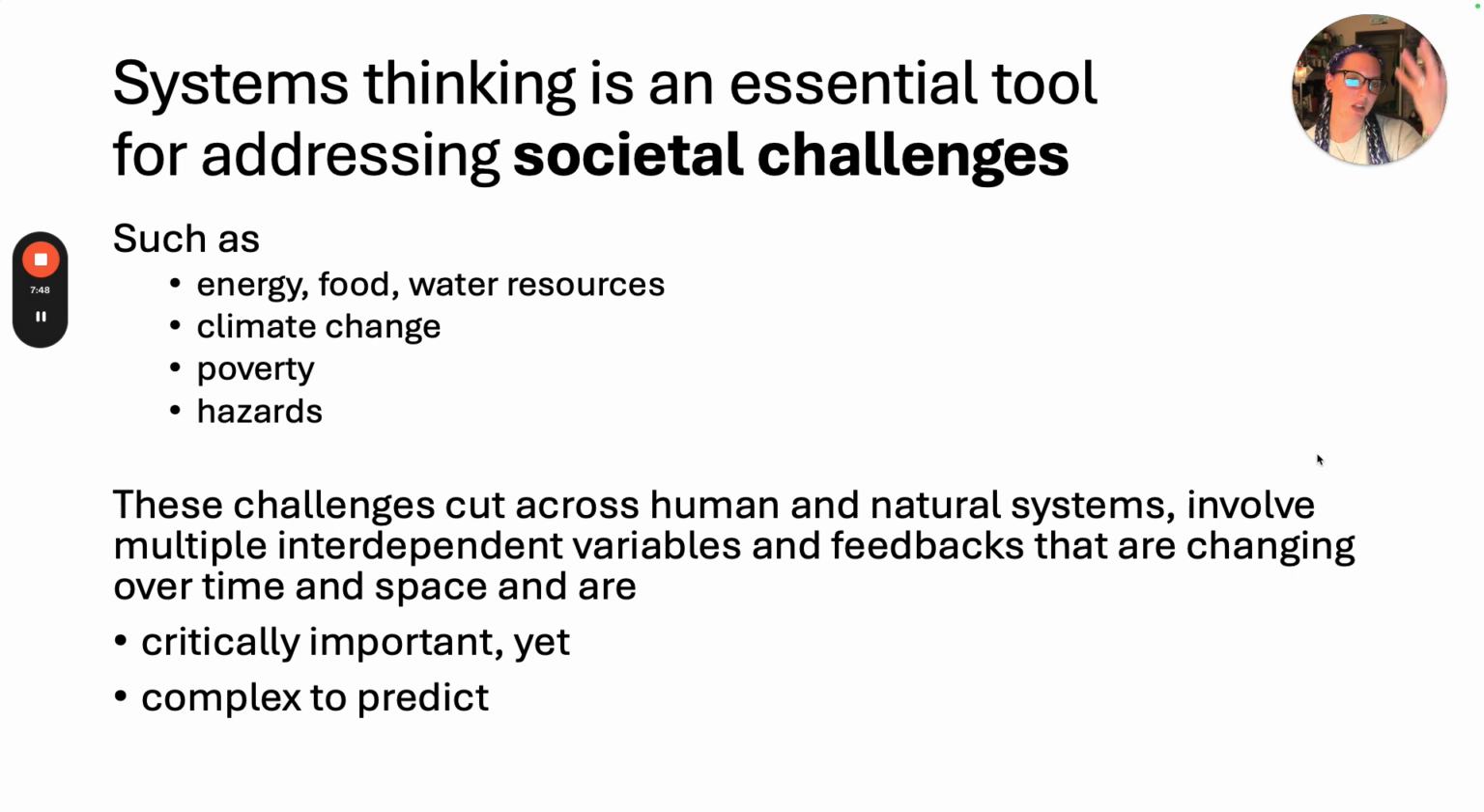And of course, a lot of these challenges cut across human and natural systems. They can involve multiple interdependent variables and feedbacks that are changing over time and space, and of course are critically important, yet are very complex to predict, right? So a lot of these ideas, in your everyday life, and things that we as a society deem as scary or whatever, are really complicated.